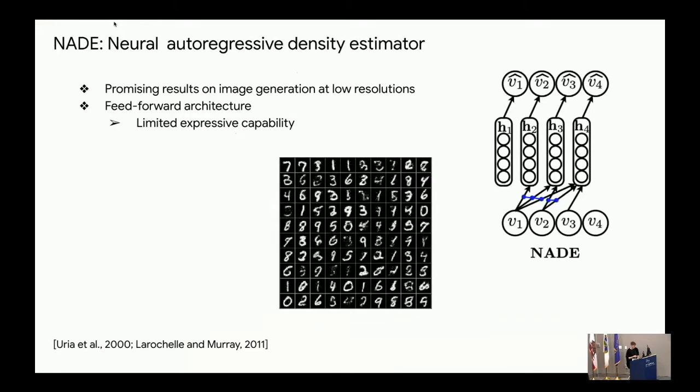Cool. So I'm just going to quickly go through a history of different models here, just so you have lots of different references if you want to go look up on your own. This is an early autoregressive model. It showed pretty promising results on low resolutions. It has a feed-forward architecture, though. As we'll see, we'll get into convolutional architectures and recurrent architectures. This is a very simple architecture, and so it had limited expressive capability.